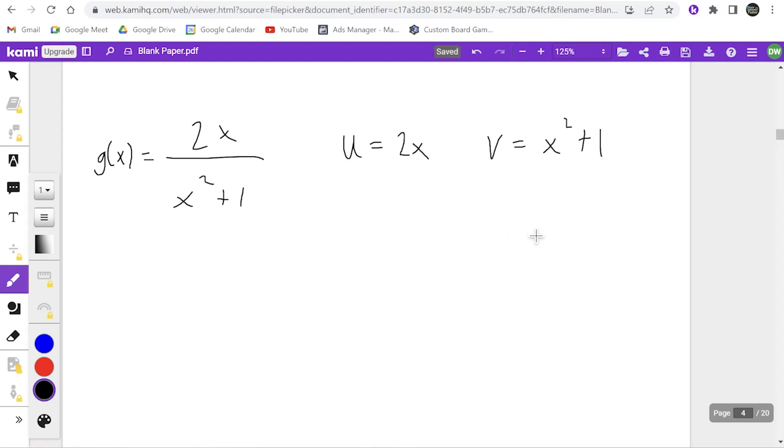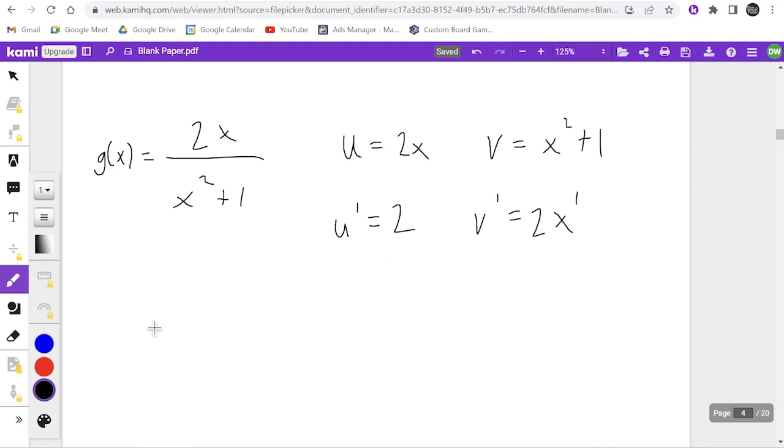Now before I plug it in the formula, I'm going to take the derivative of u and v, which means u prime, the derivative of u, is 2. Derivative of 2x is just 2 because of the coefficient rule. And then v prime, derivative of x squared, that's going to be bring the exponent down, so 2 times x to the 2 minus 1 power, so x to the first. And there we go. We have everything we need for the formula.